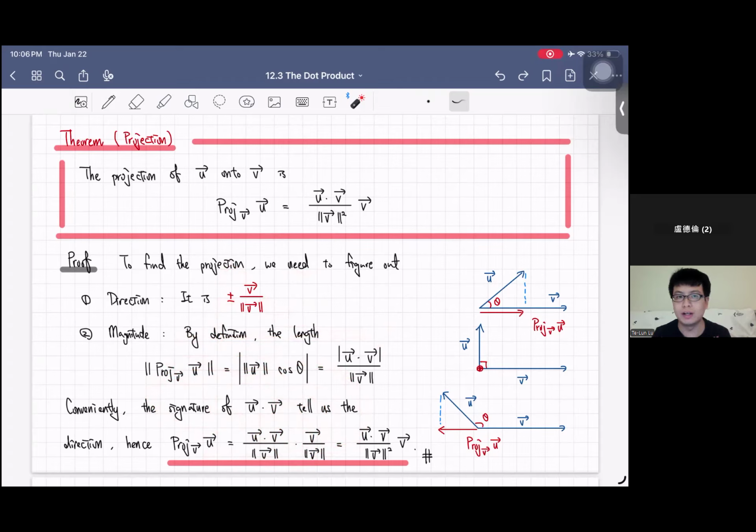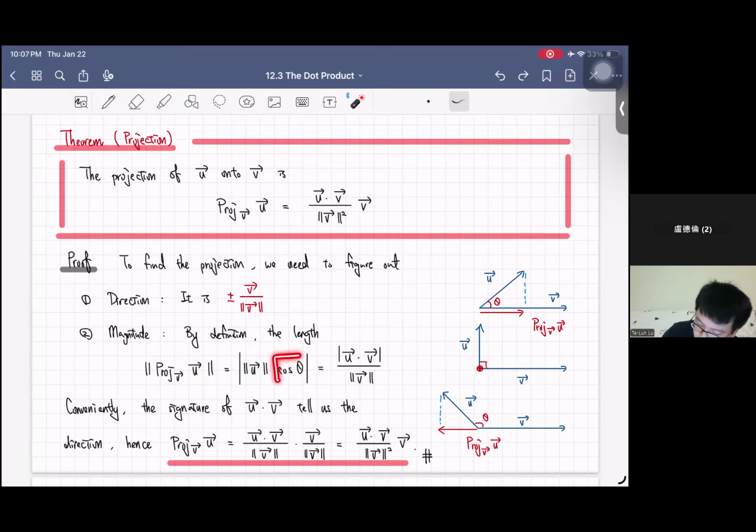So the only thing we need to do is to figure out the magnitude of the projection vector, and I multiply that by this directional unit vector, and we get our projection, if that makes sense. So now what is the length, the magnitude, of the projection vector? If we see a diagram here, it is basically the length of u times cosine theta, projected down here. So the length of the projection vector is defined to be the length of u times cosine theta, projected onto v.